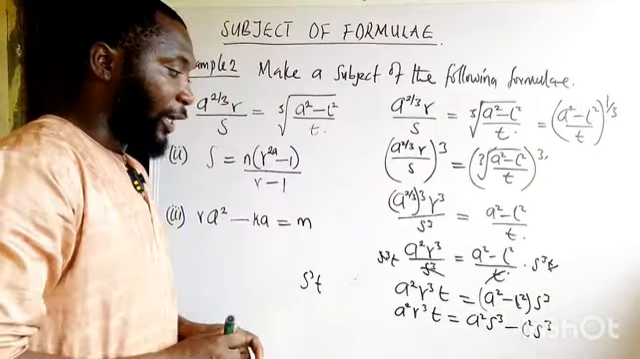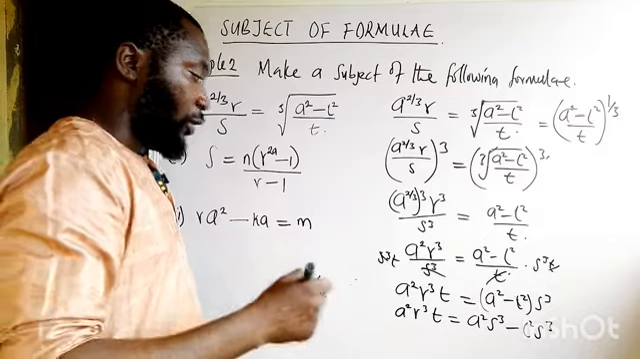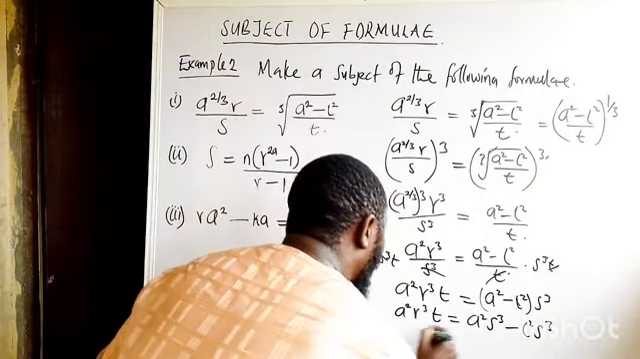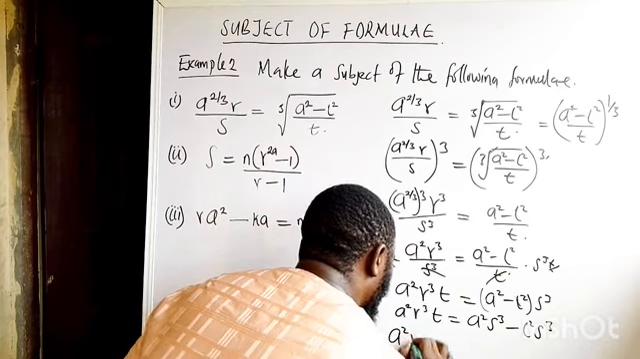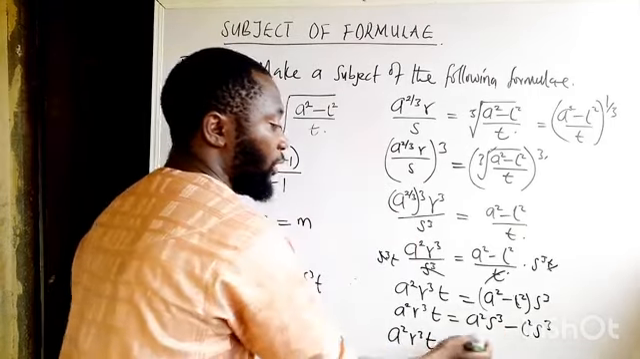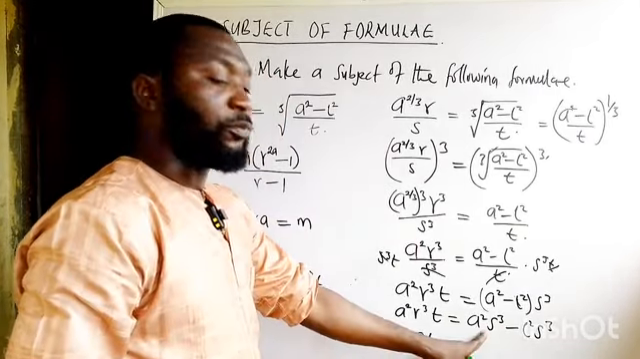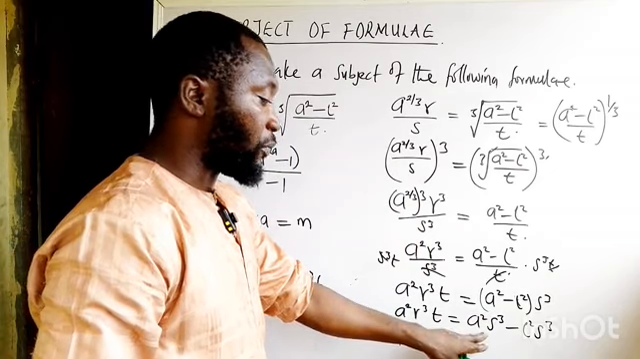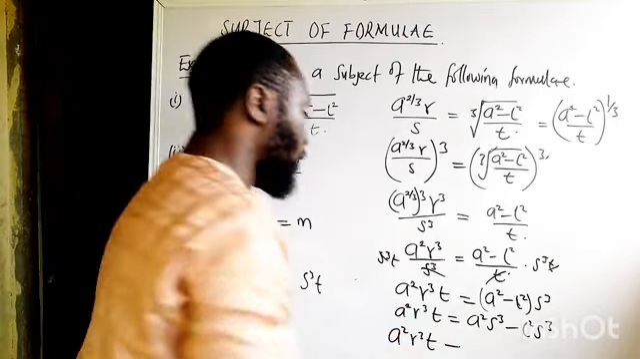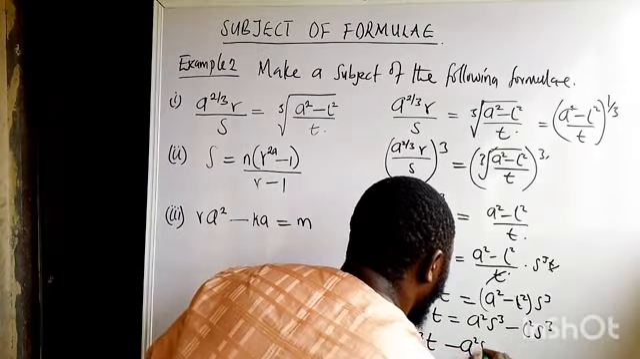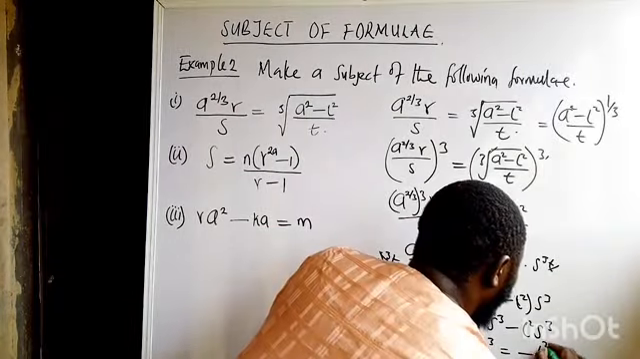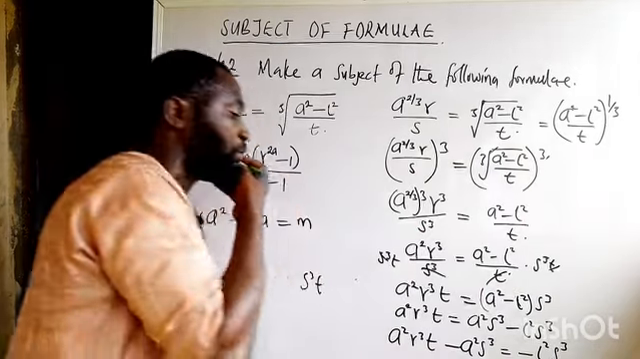Now we can collect the like terms. So you bring this to this side. So you have a to the power of 2 r to the power of 3 t minus, by the time you bring this, or you subtract this from both sides, this will be 0. So you subtract from this side, you have a 2 s to the power of 3 equals negative L square s to the power of 3.